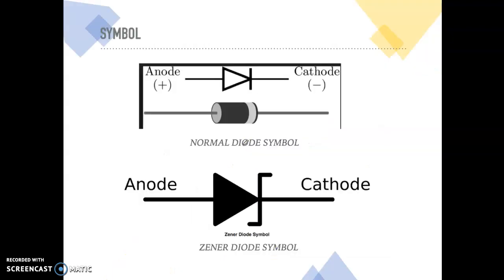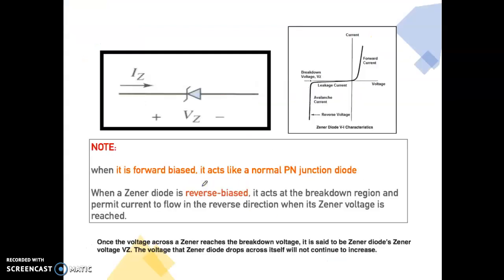So this is the symbol comparing your normal diode and your Zener diode. There is a Z symbol here. It will be plus and here will be minus at the reverse bias. As I highlight here again, at the forward bias, it will act like a normal PN junction. At the reverse bias, it will conduct current at your VZ, which we call the Zener voltage.